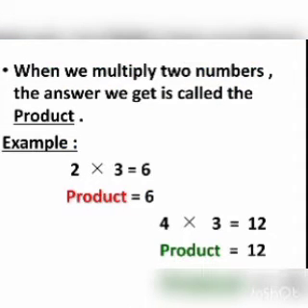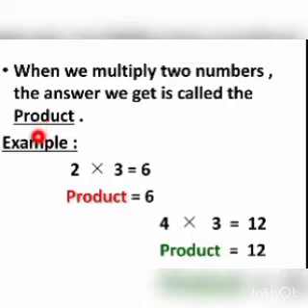Let us learn more about multiplication again. When we multiply two numbers, the answer we get is called the product. What do we call the answer in addition, children? Do you remember? The answer in addition is called the sum. The answer in subtraction is called what? Is called the difference. Same way, we also have the answer in multiplication. After multiplying two numbers, we get the answer. That answer is called product.